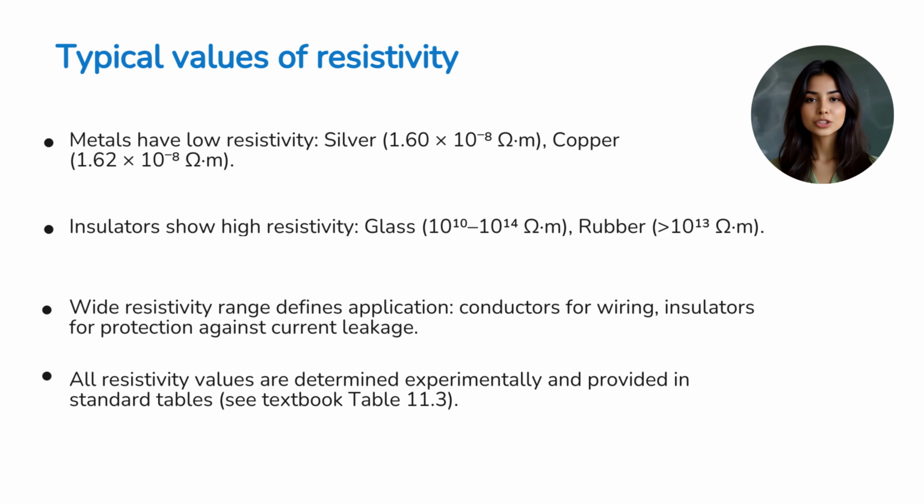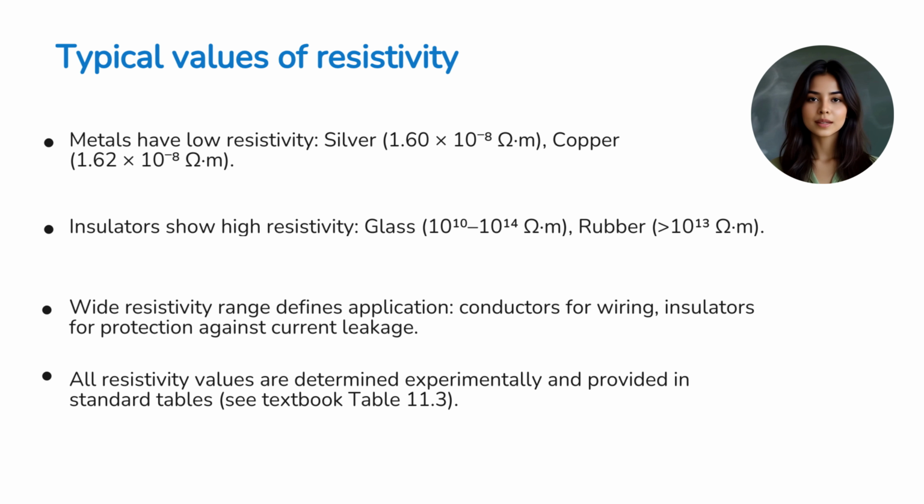Alright, science explorers, let's dive into the world of resistivity. Every material has its own unique resistance to electric flow, and that property is called resistivity. Let's start with the superstars of conduction, metals. They have very low resistivity, which means they allow electric current to flow easily.